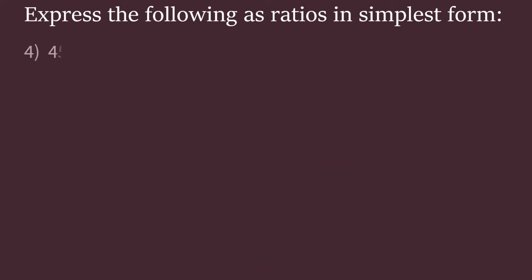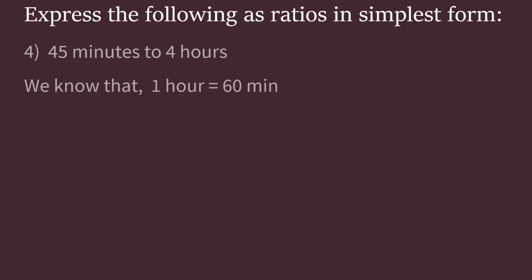Question number 4. 45 minutes to 4 hours. See, minutes and hours both are different units. So let's convert hours into minutes. We know that 1 hour is equal to 60 minutes. So 4 hours is equal to 4 multiplied by 60 minutes, which is equal to 240 minutes.